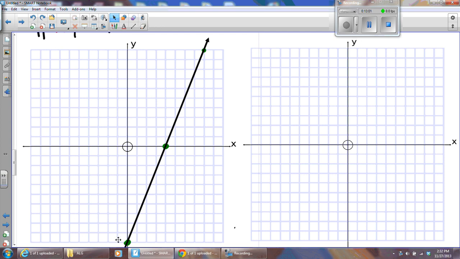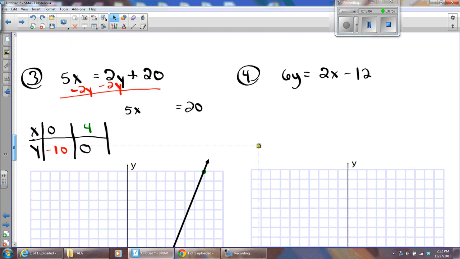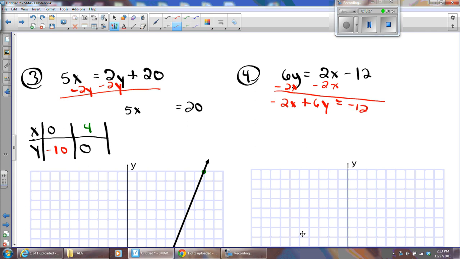Okay, let's take a look at this one here. We're not in standard form, so I'm going to subtract 2x from both sides. And I'm going to have negative 2x plus 6y, and that'll equal, sorry, I forgot to do it there, that'll equal negative 12. Now, we're still not in standard form because the A is not positive. So I'm going to multiply through by negative 1. When I multiply through by negative 1, I'm going to get 2x minus 6y, and that'll equal 12.